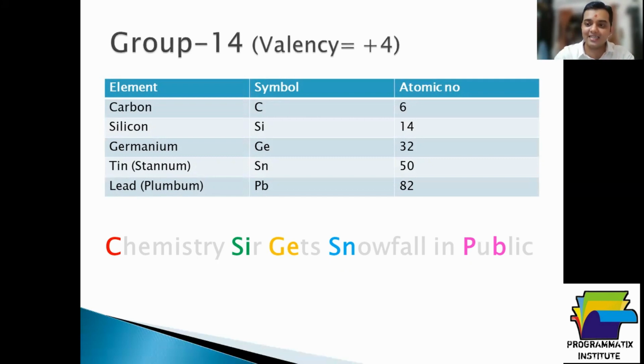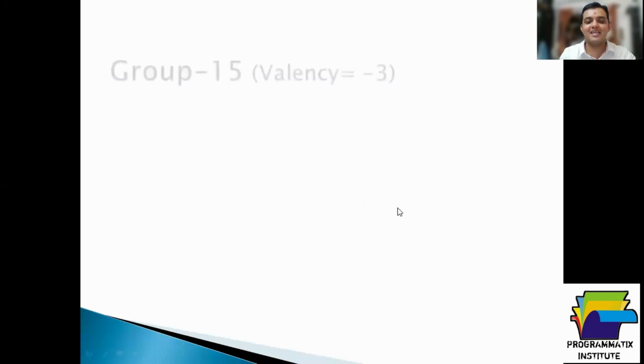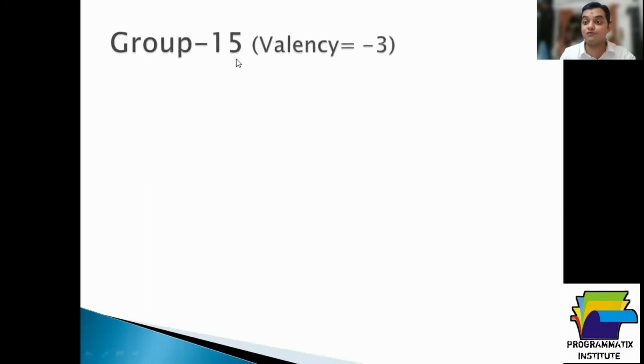Half century. So this is a very important element for the NEET and JEE exams, because many times they ask the atomic number of tin, that is Sn. So how do we remember? Half century, that is 50. And going to lead, 50 plus 32 is 60, 70, 80, plus 2, 82. That is 82. I hope you like it. Chemistry sir gets snowfall in public. Let's go next. That is group 15. In group 15, you remember the valency is 5.